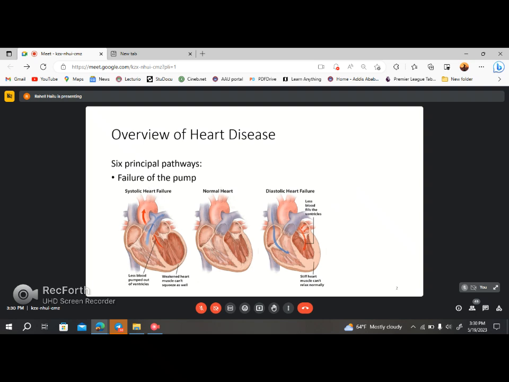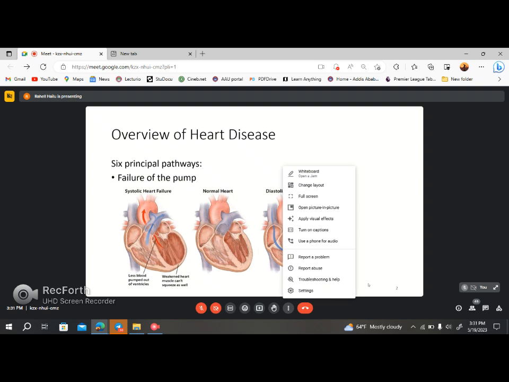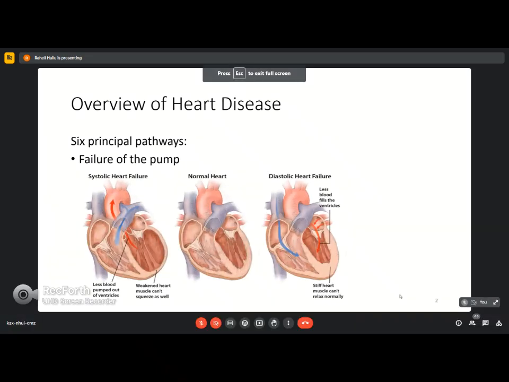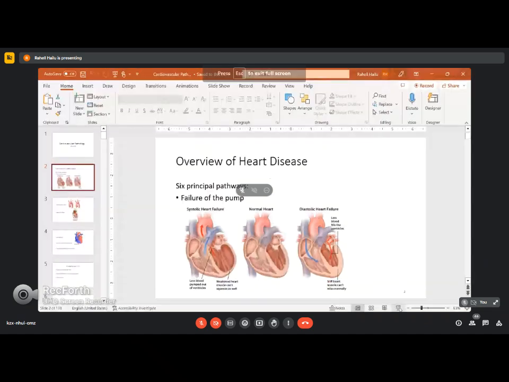The heart and some of the common pathologies we would encounter. So heart disease, the general mechanism of heart disease can be classified in mainly these 6 principal ways. The first one is the failure of the pump.